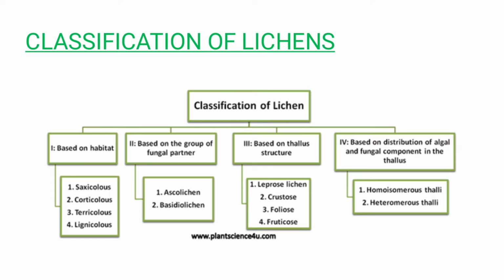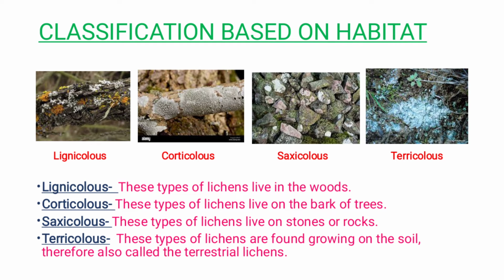Now next, the classification of lichens. Lichens are divided into four types, based on habitat, fungal partner, thallus structure, and distribution of algal and fungal components in the thallus. The first classification is based on habitat. It is divided into four types: lignicolous, corticolous, saxicolous, and terricolous.